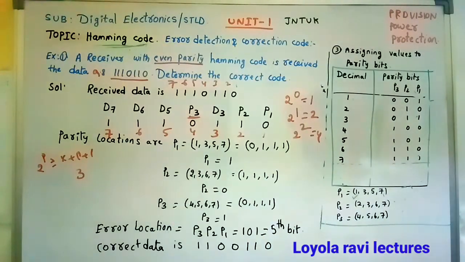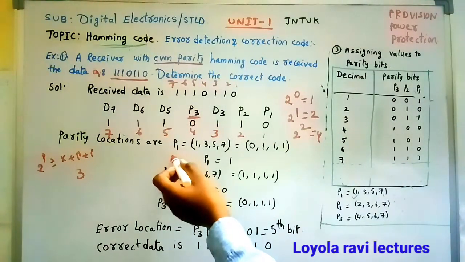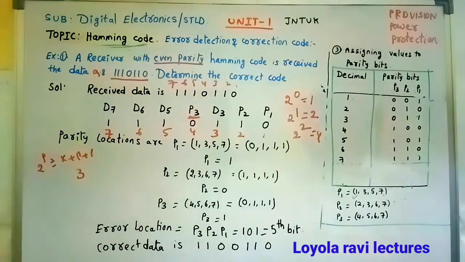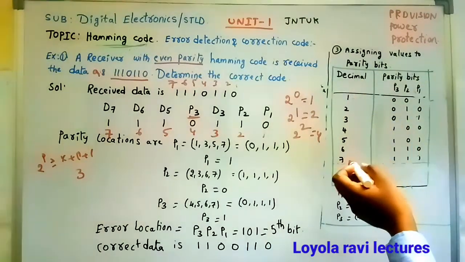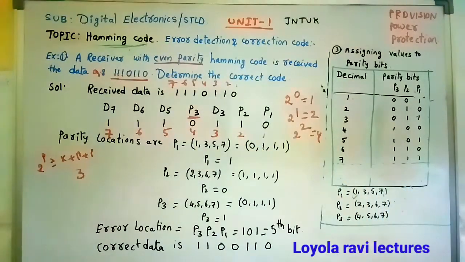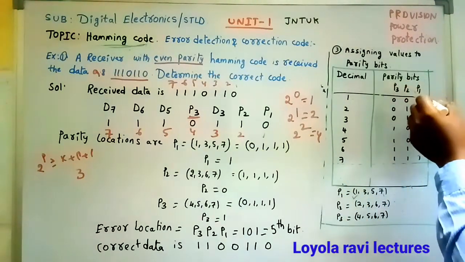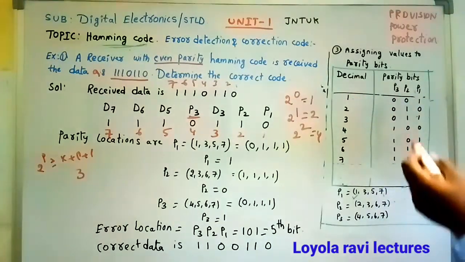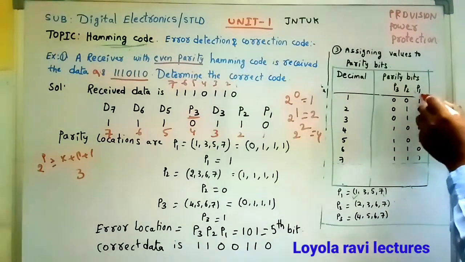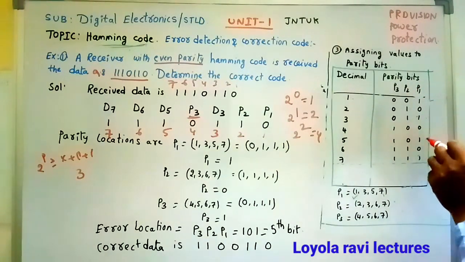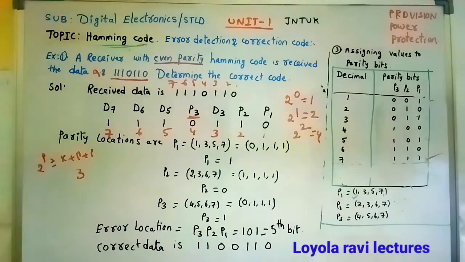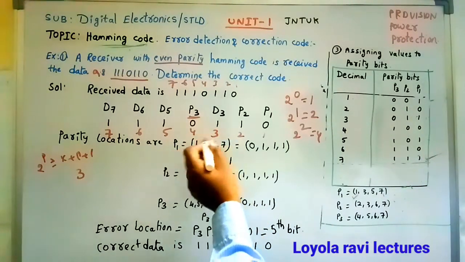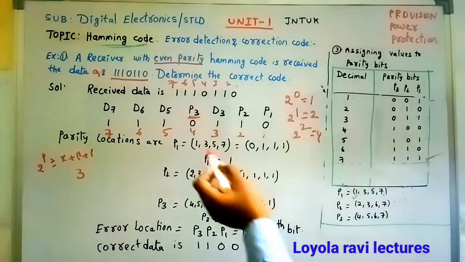In this 7-bit received code, the parity locations are: P1 is equal to 1, 3, 5, 7. Already we know for Hamming code, if you take different decimals up to 7, we have 3 parities. Those parity locations are 001, 010, like this we have to write up to 7 binary numbers. Then parity P1 locations are 1, 3, 5, 7. P1 is 1357.